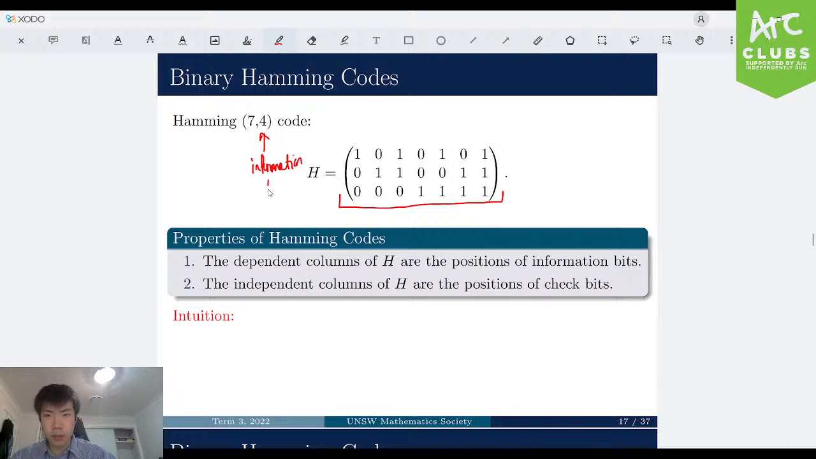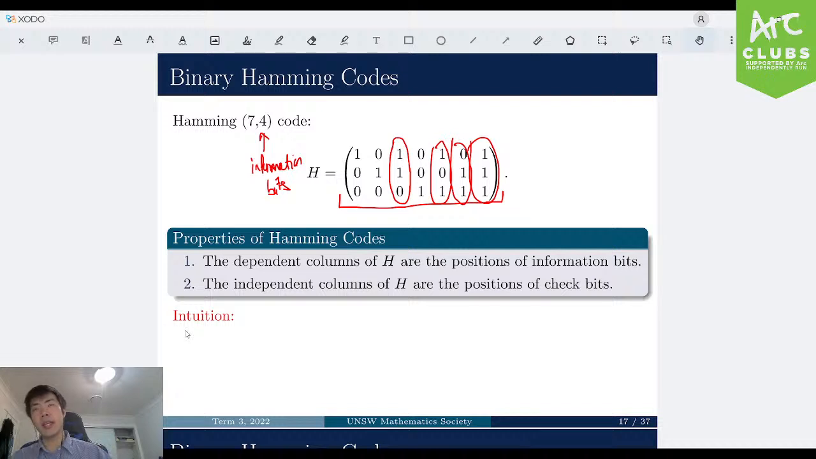Under this property, that's exactly how many information columns, I guess you could say, we have. We have 1, 2, 3, 4 dependent columns, which we are claiming here to be the positions of the information bits, and that makes sense because by definition we wanted this code to have 4 information bits in the codewords. Correct? Okay, but now perhaps the bigger question is, why does it have to be the dependent columns that are info bits and independent columns that are check bits?